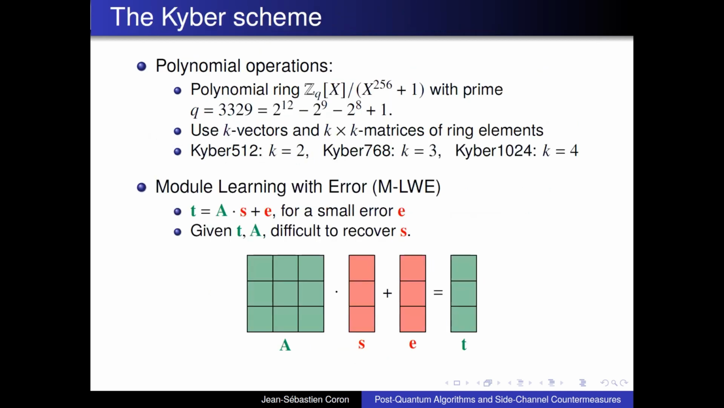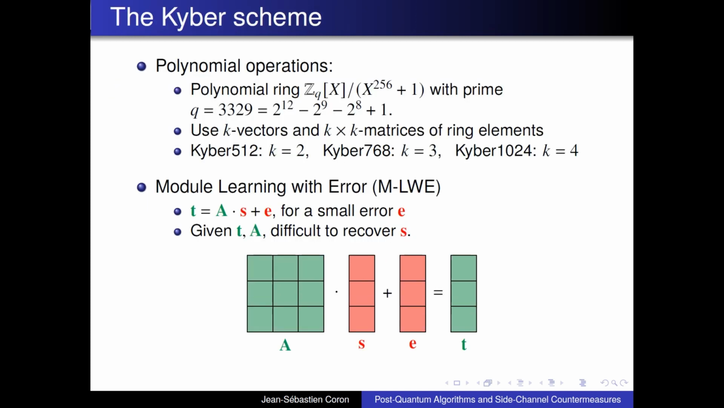And now I'm going to describe quickly the Kyber scheme. In Kyber, we are working in a fixed polynomial ring, with degree 256, and with a fixed prime Q. The security of Kyber will depend on the size of the vectors and the matrices that we use. We use vectors of dimension k and k by k matrices of ring elements, and the security level will depend on the value of k. So we always use the same underlying polynomial ring, but the security depends on the size of the vectors.